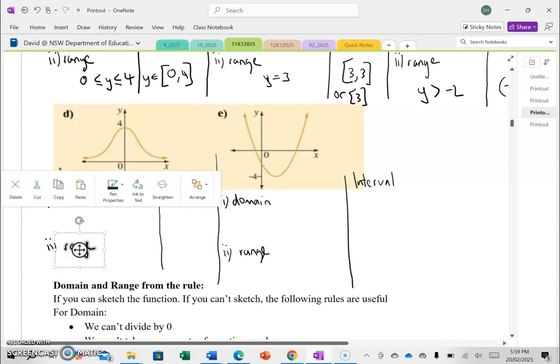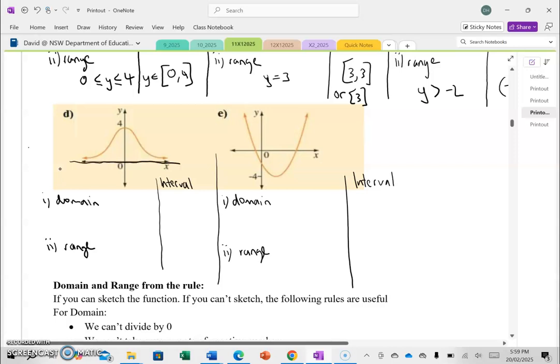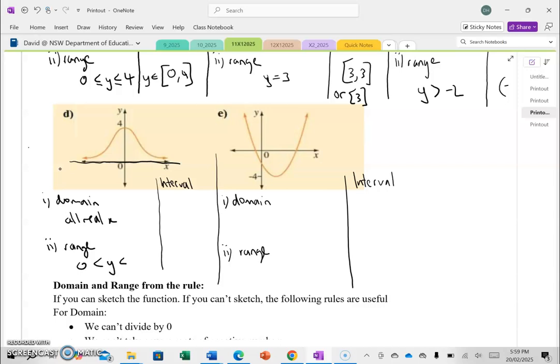Domain, well, it looks like we can go any x value and get a function there, so it's all real x. The range, well, it looks like we're asymptotic with 0 here, so it's between 0 and 4. Okay, so you'd write it like that. Inclusive of 4 because we hit 4 here, not inclusive of 0 because the x-axis is an asymptote. Interval notation: negative infinity, infinity, open brackets. This one, 0, 4, closed for the 4, open for the 0.